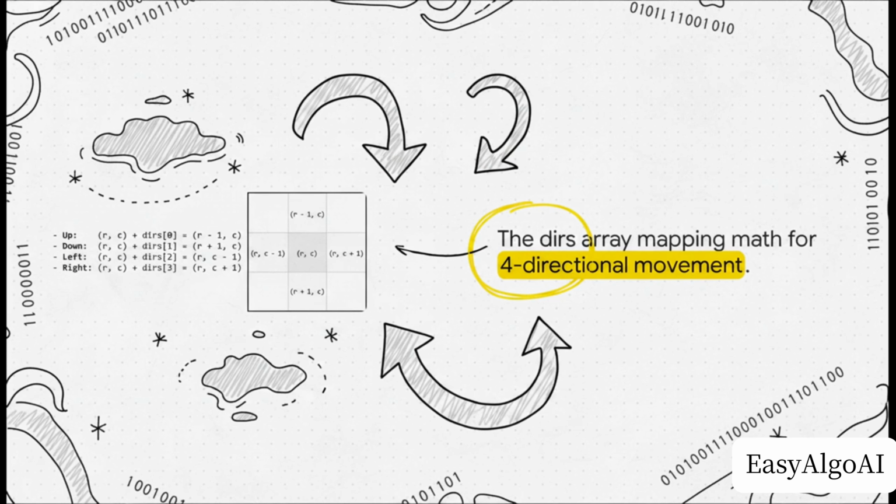Now, from a strictly coding perspective, how do we elegantly tell the computer to check up, down, left, and right without writing a million messy if statements? You use an array of direction vectors. It's usually called dirs. It's just a simple list of coordinate modifiers. By looping through this array and adding these values to your current row and column, your code cleanly checks all 4 adjacent neighbors. It is such a clean, pro way to structure your logic.